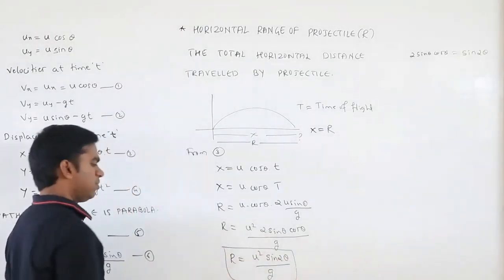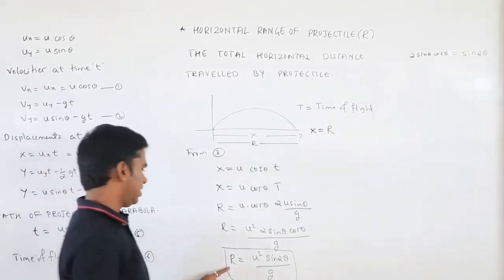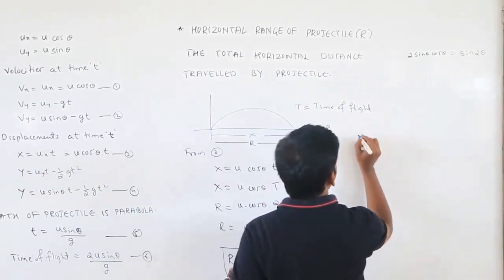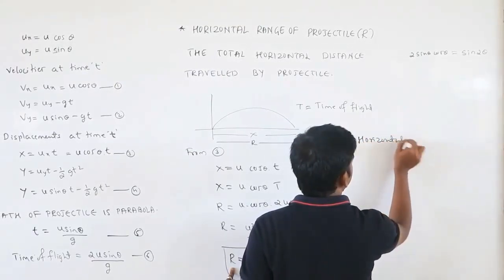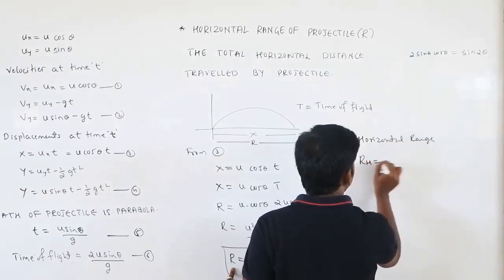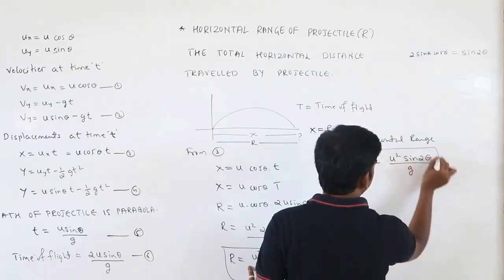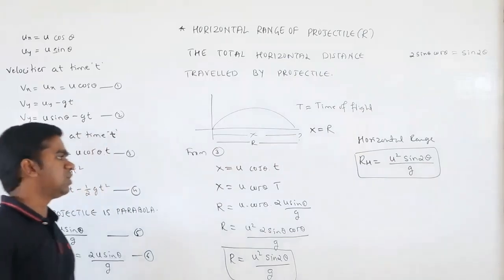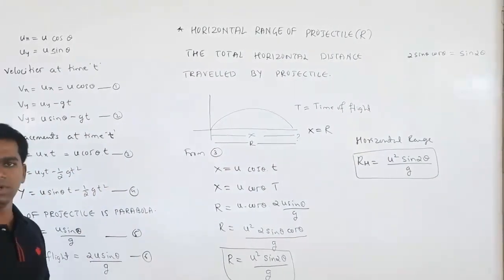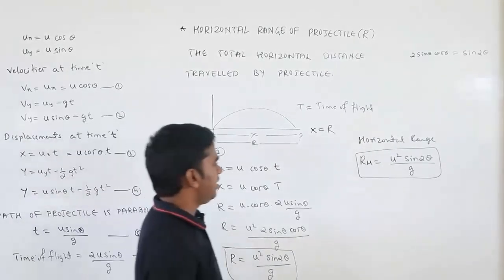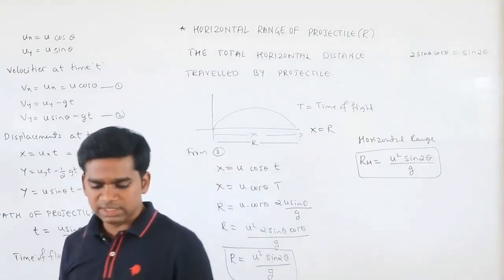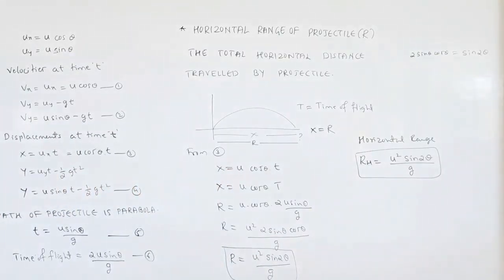So this is the formula of horizontal range. I can write R_H also. So horizontal range R_H is equal to u square sin 2 theta divided by g. That is the horizontal range. Your horizontal range depends on your initial velocity, and it also depends on the angle of projection, that is theta. It depends on both theta and the initial velocity.